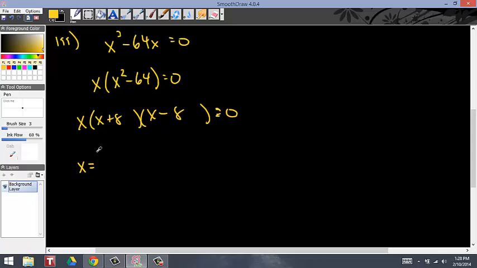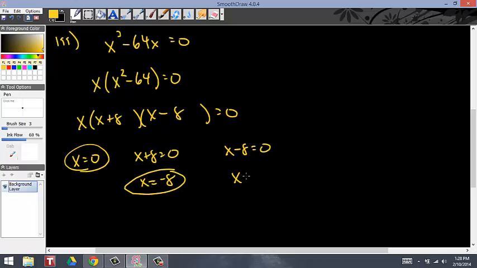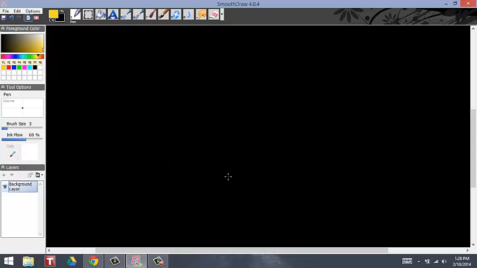Actually, you know what? Let's just do this. Since all three things are being multiplied together and they equal 0, I'm going to say x equals 0, x plus 8 equals 0, and x minus 8 equals 0. So here x equals 0, duh. X equals negative 8, and x equals 8. Raise your hands if that looks familiar, like from Algebra 1, like you've done that before. Maybe on a smaller scale, they didn't have you do it with a cubic function.